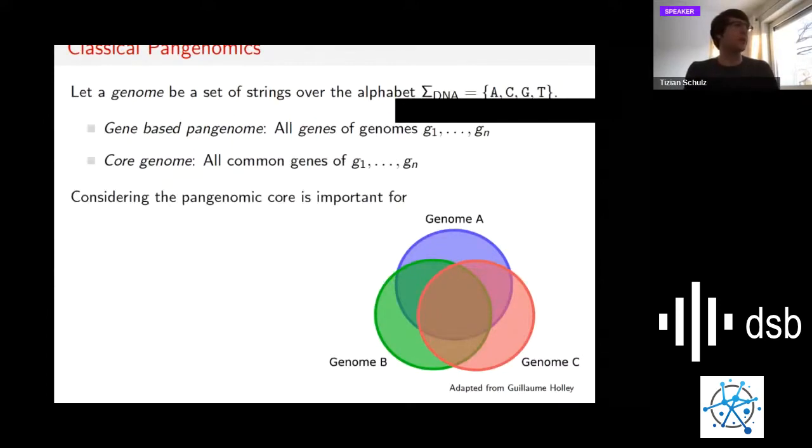Considering the pangenomic core is important for many applications. On the one hand, it allows us to study the genetic diversity of a species in depth, but it also has some medical relevance, for example, when it comes to drug development or vaccine design. And it also has applications in crop plant breeding.